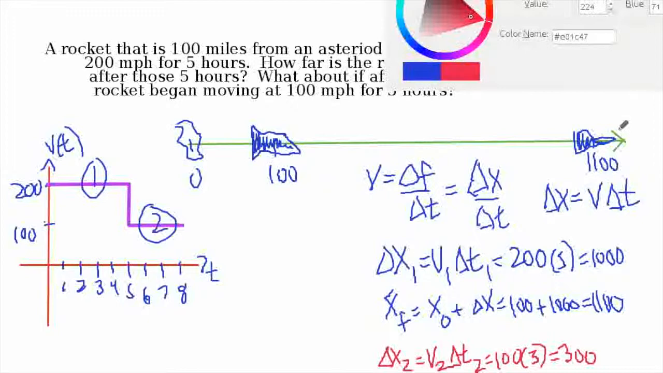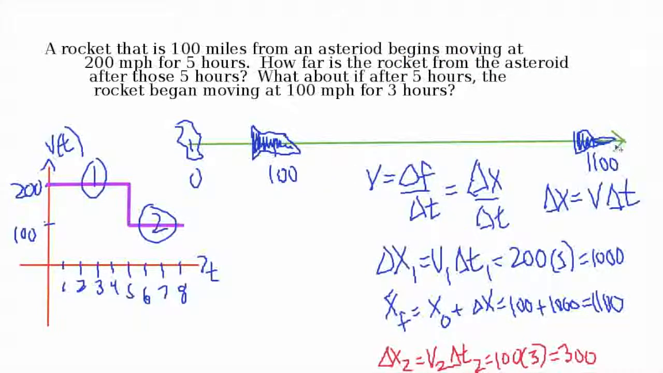So the new position, we simply move to the right by 300 on the x-axis. Okay, so I would put there 1,400. And 1,400 would be where the rocket ends up. Now this is important. You could have done this problem by turning it into a geometry problem.